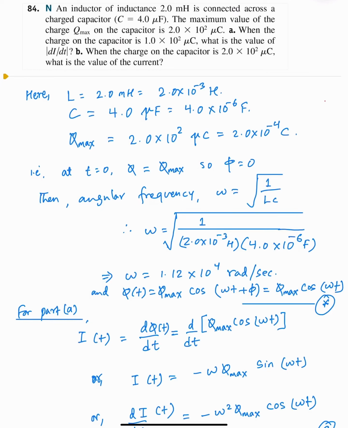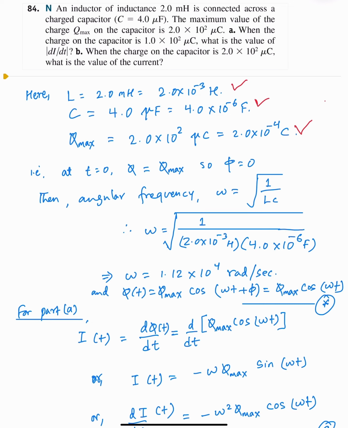Okay, let's look at problem number 84 from chapter 33. So we have given the inductor of this value, capacitance of this value, and the maximum value of charge Q max, and the capacitor is this. So we have to find out the value of the magnitude of di over dt for part A.